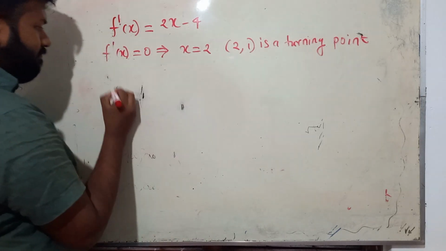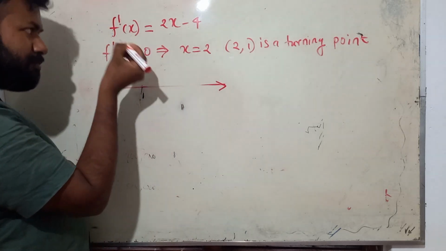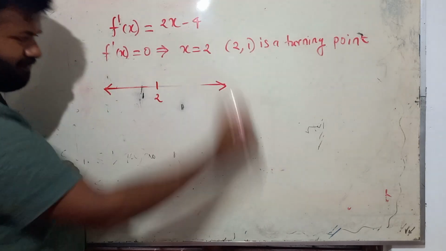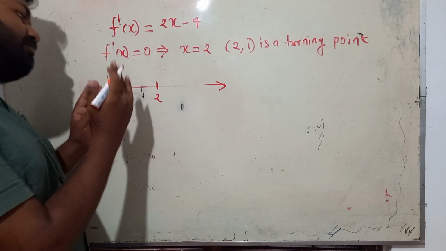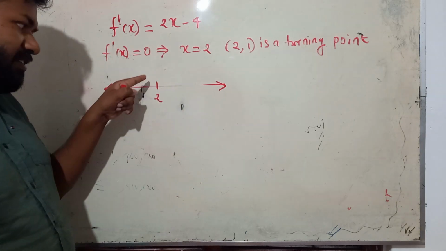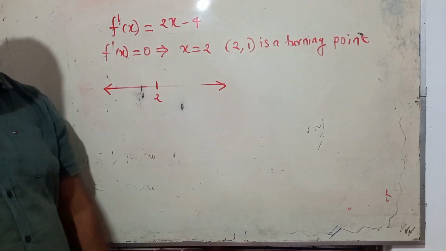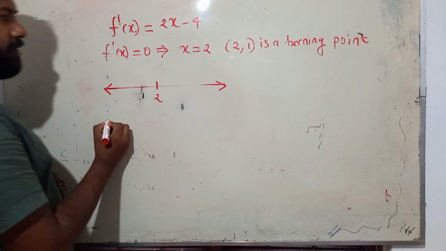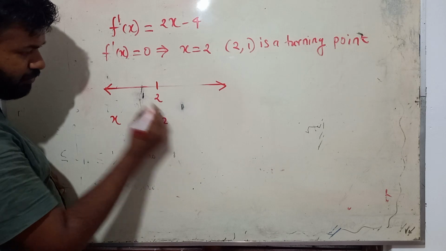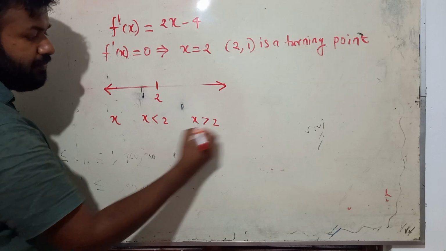Draw a number line for x. We know the value of x which makes this first derivative 0 is 2. So we have to consider the values which are smaller than 2 and which are greater than 2 in order to find the type of turning point. Definitely there's going to be a turning point when x is equal to 2, because (2, 1) is the turning point. So you have to draw a table. This region is x smaller than 2, and this region is x greater than 2.